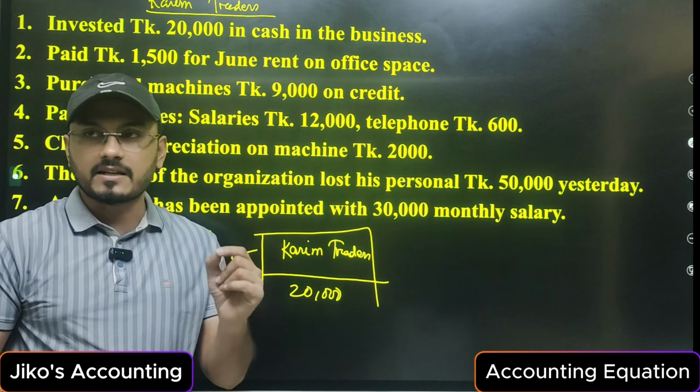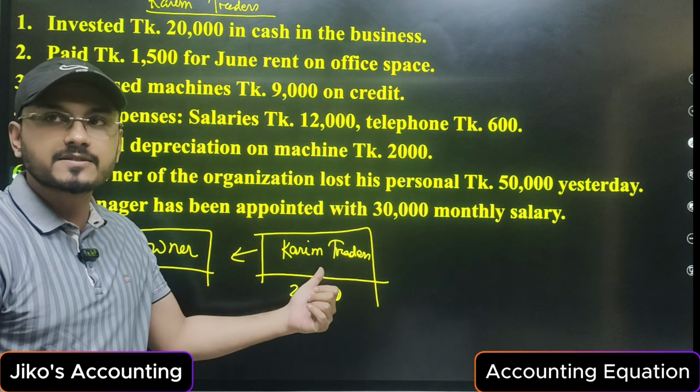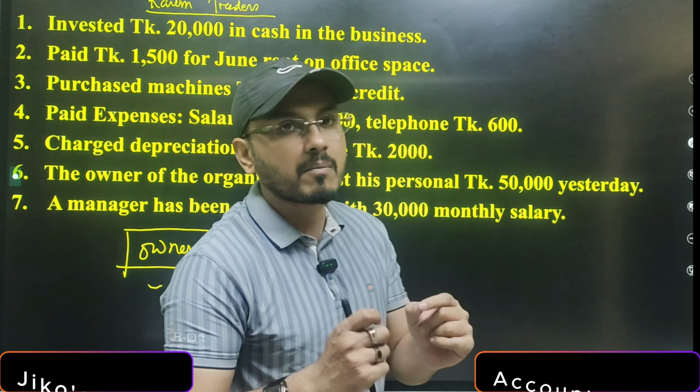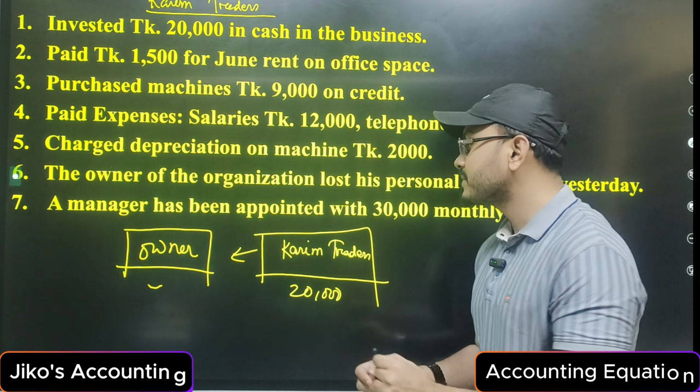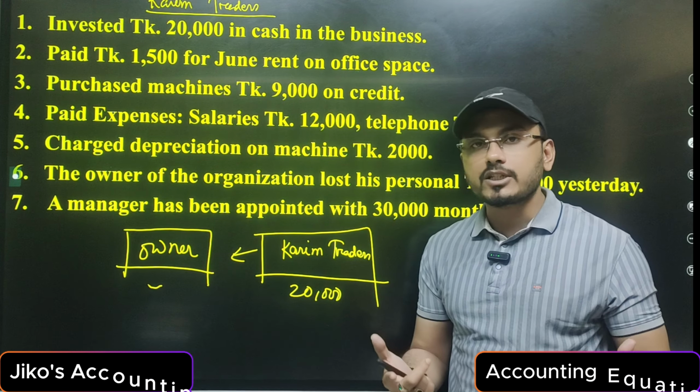Minimum two parties should exist in the business. Here you can see one is the owner, and the second one is Korean Traders, which is my organization's name or my business name. Is it clear, sir? The second one, obviously, is changing the financial condition of the business.